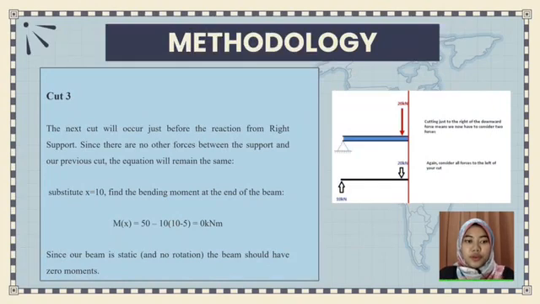Okay, so for the third cut, the next cut will occur just before the reaction from the right support. Since there are no other forces between the support and our previous cut, the equation will remain the same. So we need to substitute x equals 10 to find the bending moment at the end of the beam. As you can see, that is the equation. And since our beam is static with no rotation, the beam should have zero moment.